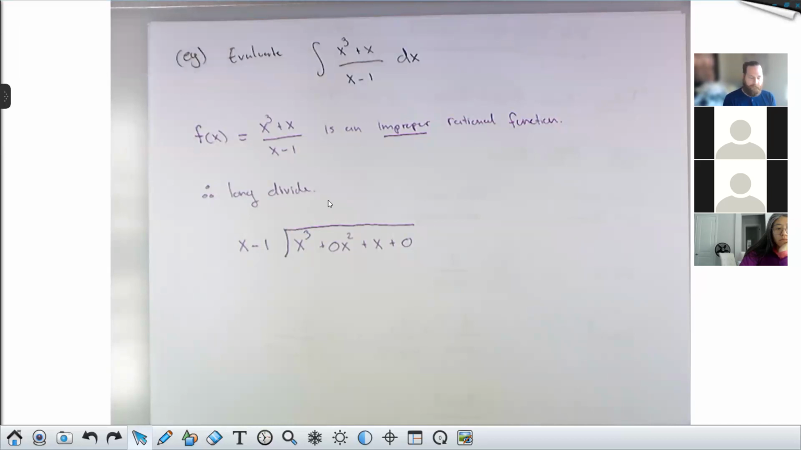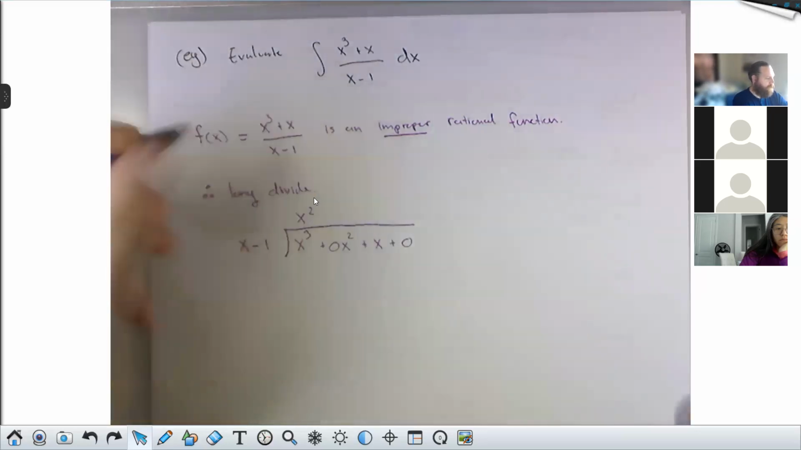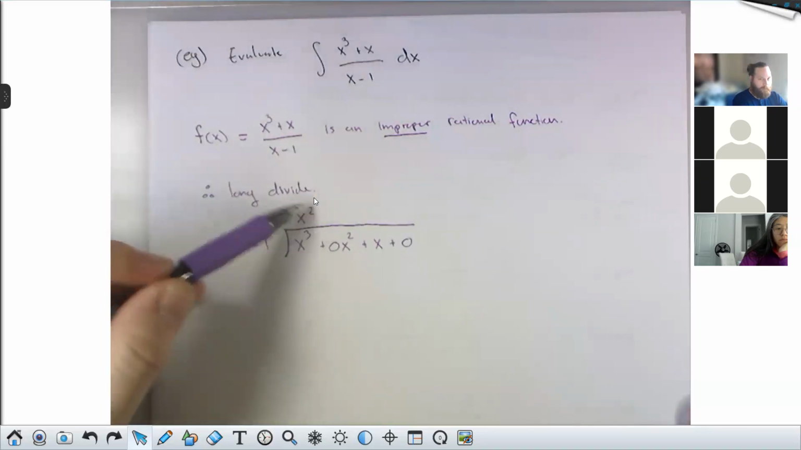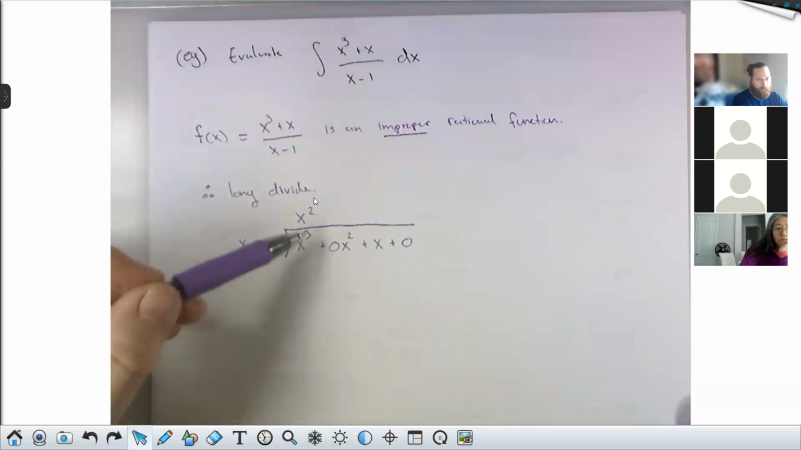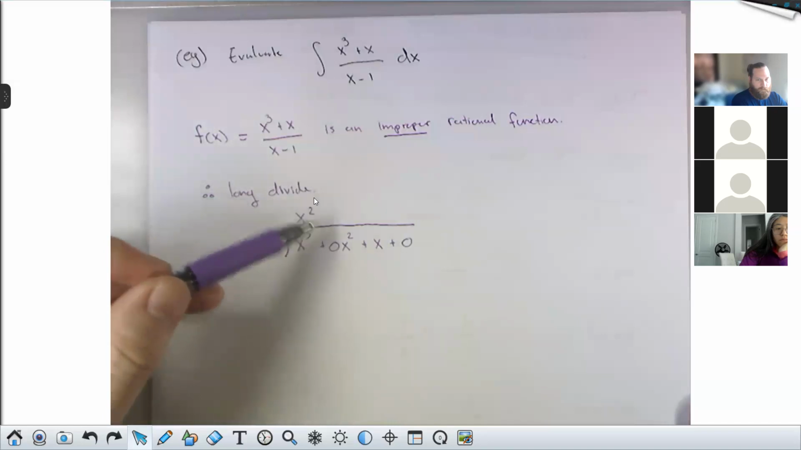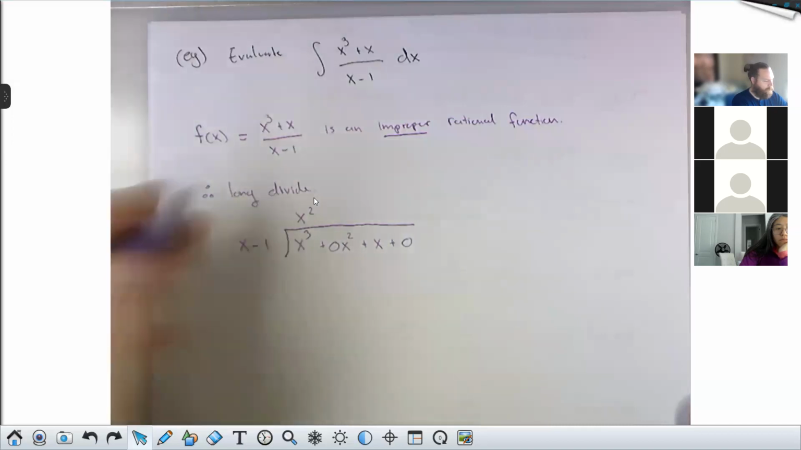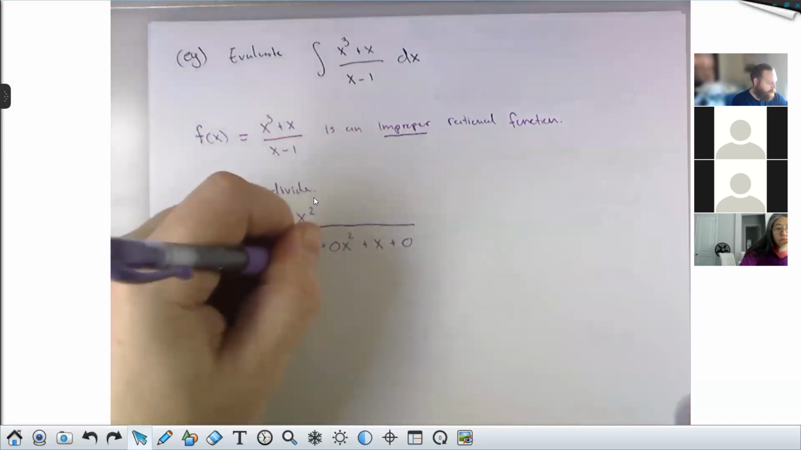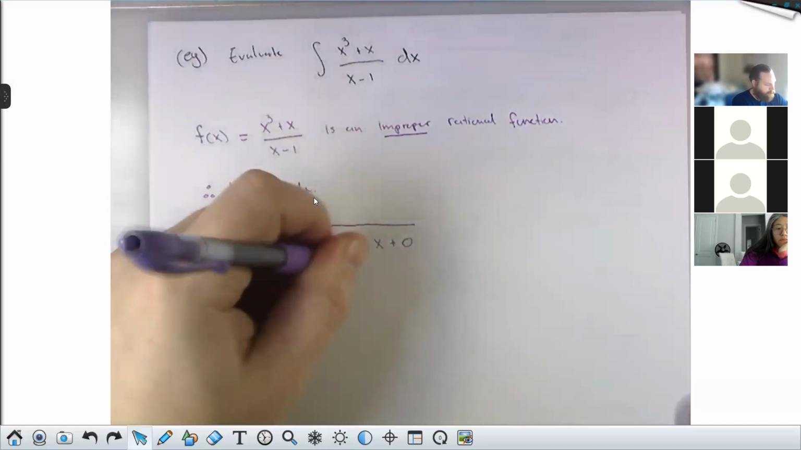X squared. Yeah, exactly. X squared. So I put an x squared up here, right? Because when I multiply x by x squared, it'll turn into x cubed. So the result is going to appear on the top here. Then I'm going to take this x squared and distribute it to all of the terms over here. So x squared times x is, I'll write the answer down here, x cubed. X squared times -1 is minus x squared.